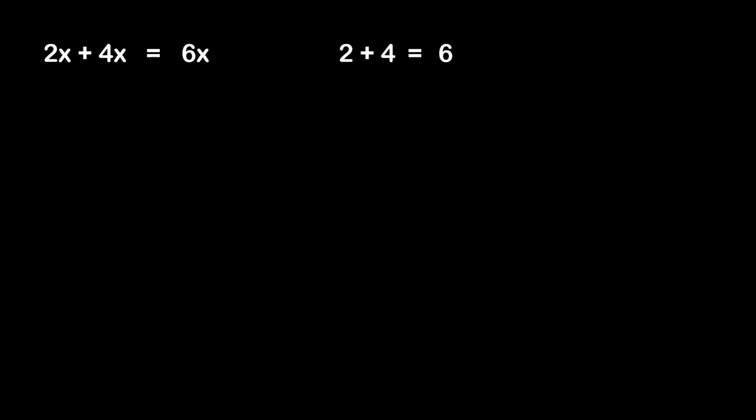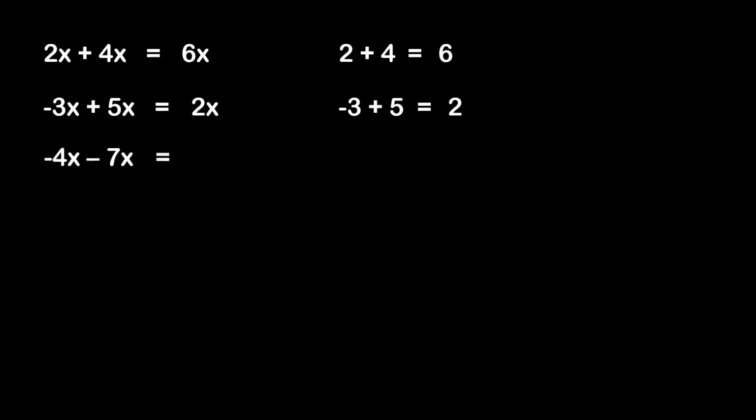We can do this one as well, so negative 3x plus 5x is 2x, just as negative 3 plus 5 is equal to 2. So if it helps, you can just pretend that the x's are not even there and just go over how you would normally do addition and subtraction in your head. But it essentially works the exact same way as it would with normal addition and subtraction. So for example, if we had negative 4x minus 7x, we know that that would be equal to negative 11x, just as negative 4 minus 7 is equal to negative 11.